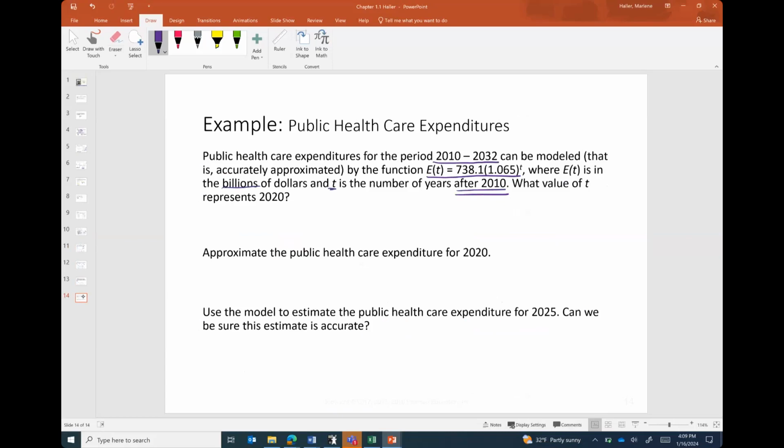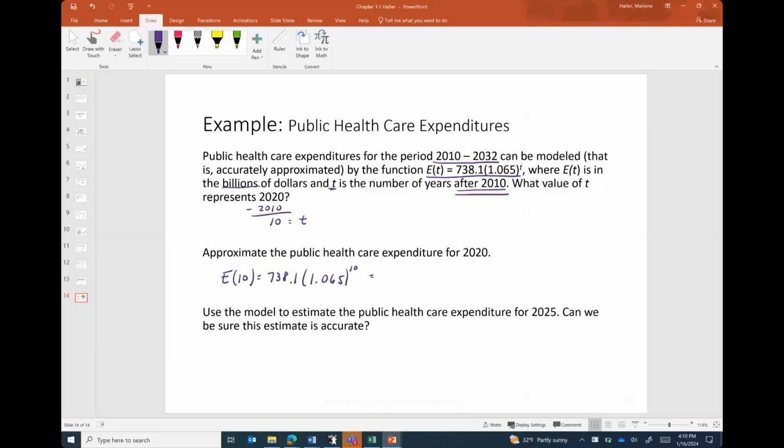2010. So what value of T would represent the year 2020? Well, it's the number of years after 2010, so I would have to subtract 2010 from 2020, and I see that a T value of 10 would represent the year 2020. So if I want to approximate public healthcare expenditure for the year 2020, what I want to find is E of not 2020, but E of 10. And that would be 738.1 times 1.065 raised to the 10th power.